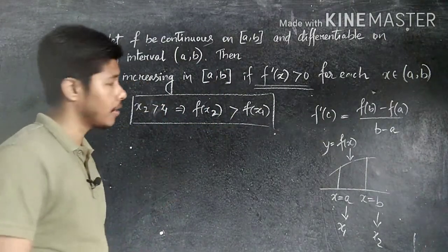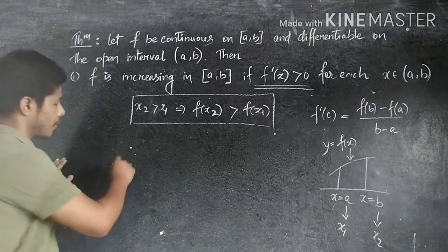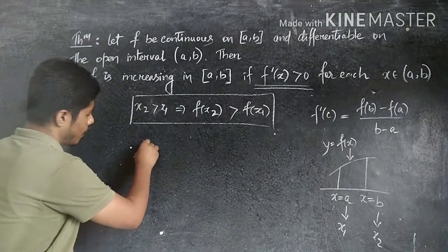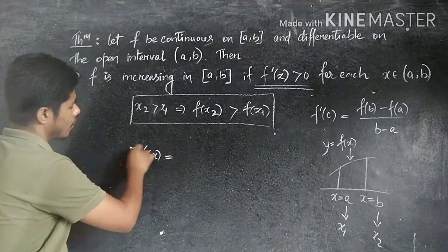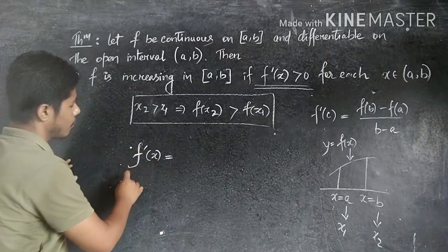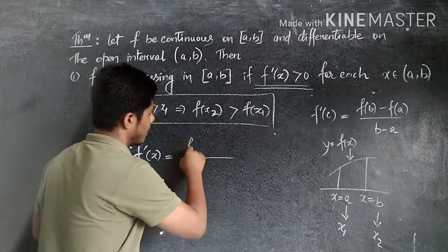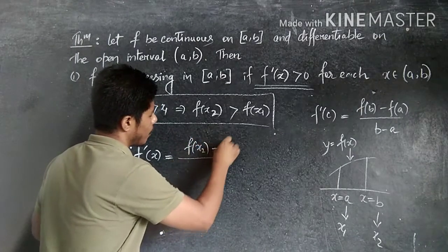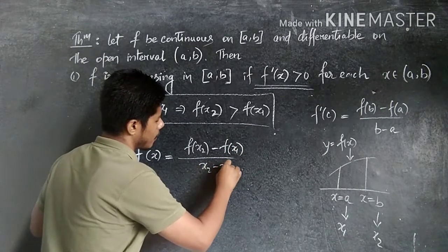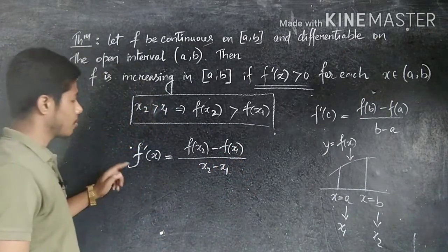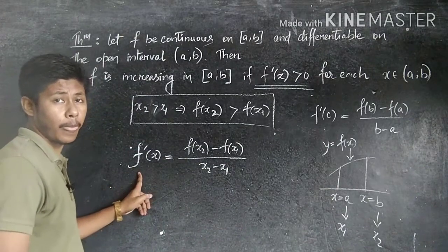Now, if we apply the mean value theorem here, then we get this result. If we do not consider the point and simply write x, f dash of x equals f of x2 minus f of x1 divided by x2 minus x1. Is it clear? So this one is the formula of the mean value theorem.